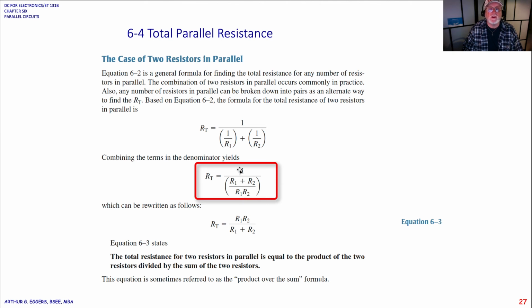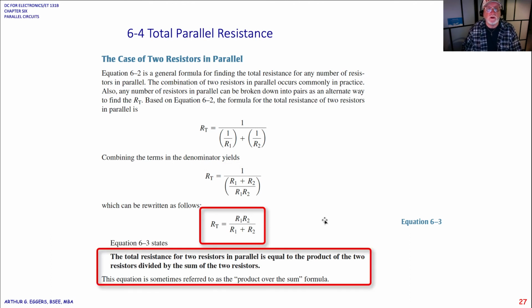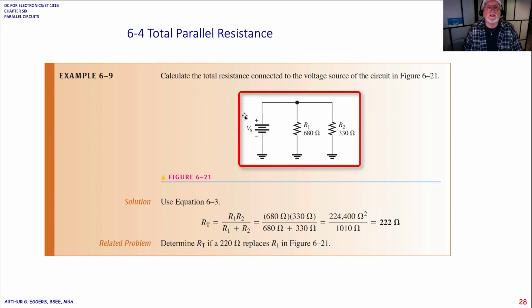And then what we can do, since it's 1 over, we can invert it one more time, and we have the product over the sum. So this is commonly called the product over the sum relationship. The total resistance for 2 resistors in parallel then is equal to the product of the 2 resistors divided by the sum of the 2 resistors. So this is called the product over the sum relationship. And we can take a quick look at an example here.